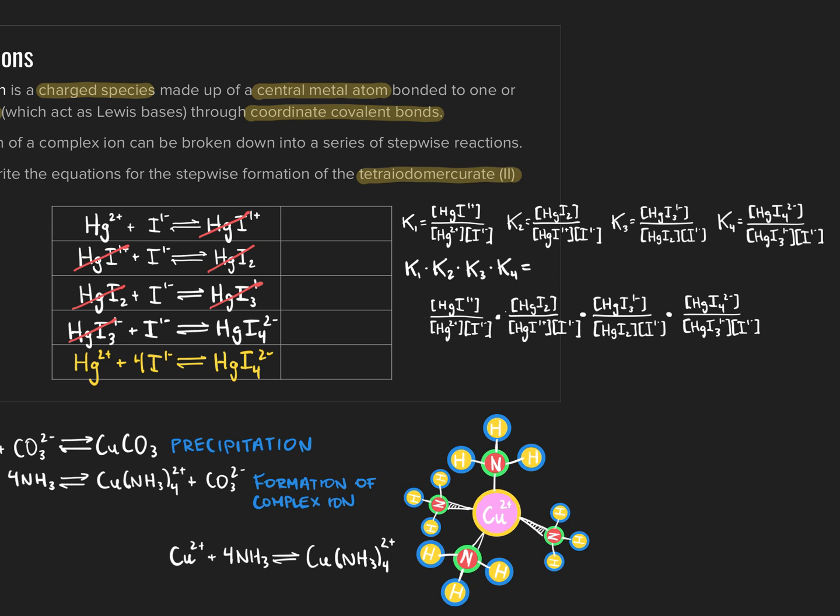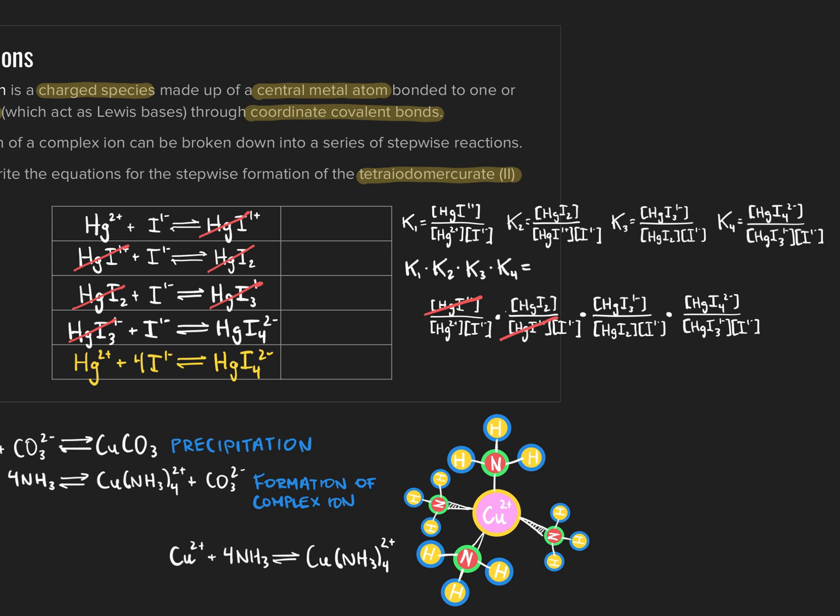So notice here that the intermediate species, which was the product of my first stepwise reaction, that is HgI1 positive, shows up in the numerator of my first K expression and in the denominator of the second K expression. And as such, I can cancel out that species, HgI1 positive, and we can get rid of those intermediate species.